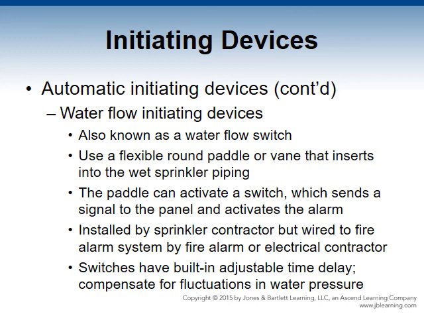It is installed by the sprinkler contractor but wired to the fire alarm system by a fire alarm or electrical contractor. An arrow on the frame points in the direction the water will flow. There may be one or multiple water flow switches. There are different switches for different pipes. Installing the wrong kind causes leaks and malfunctions.